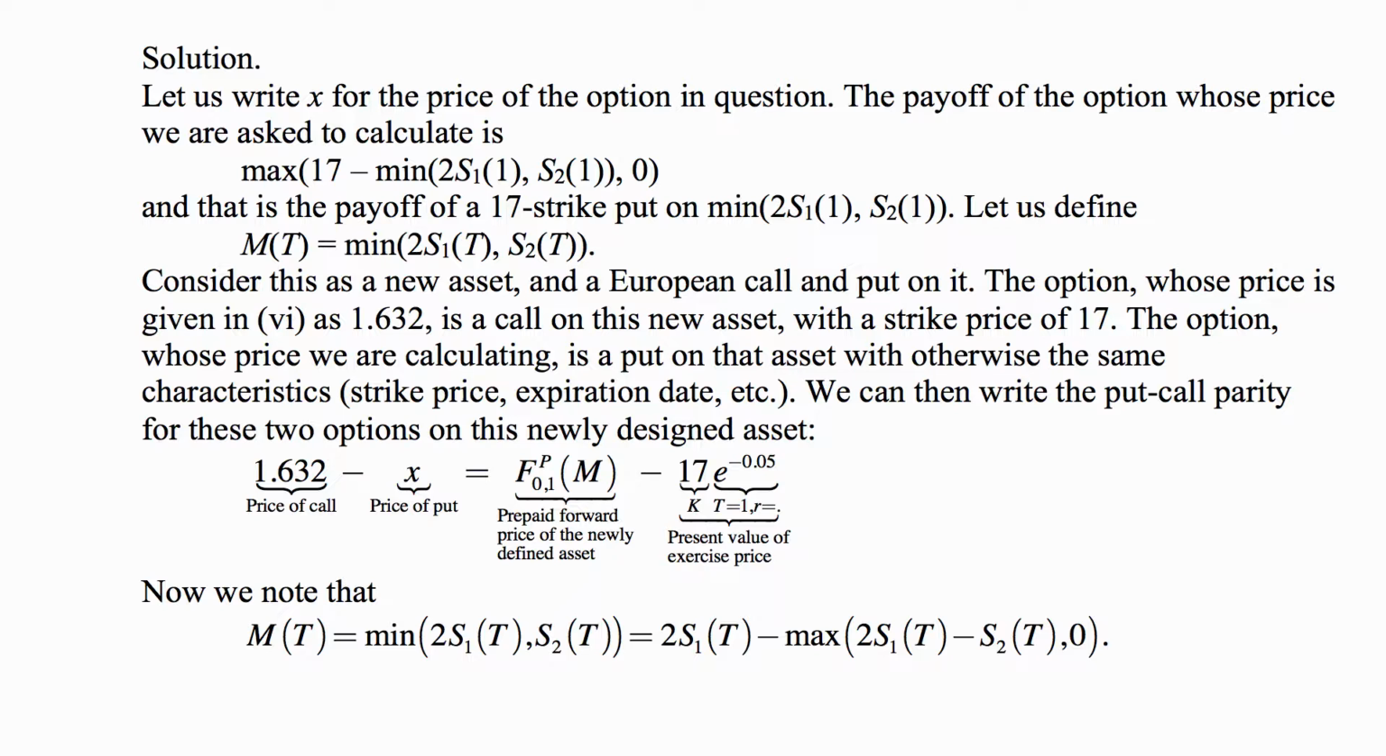We can then write the put-call parity for these two options on this newly designed asset. Price of a call minus price of a put is prepaid forward price of the newly defined asset minus present value of exercise price. And this M of t is the minimum of 2S1 of t and S2 of t. Well, that's the same as 2S1 of t minus the maximum of 2S1 of t minus S2 of t and 0.